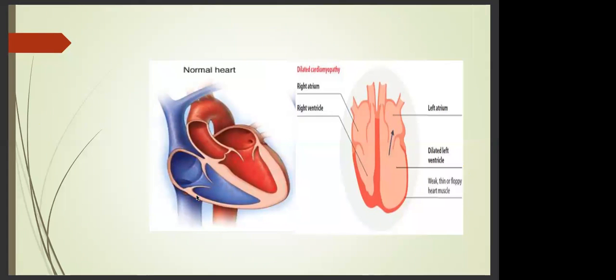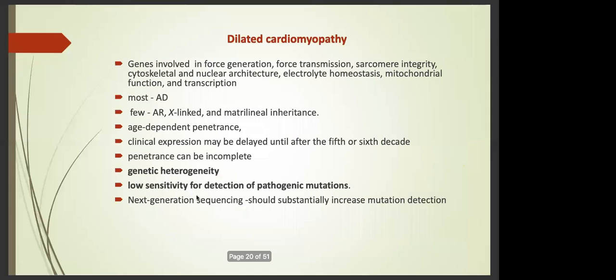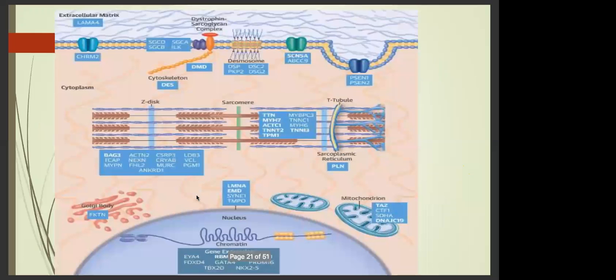cytoskeletal and nuclear architecture, electrolyte homeostasis, or even mitochondrial function and transcription, and these are the ones that get affected. Mostly these are autosomal dominant, though a few are autosomal recessive as well. It can be age dependent, and it is associated with genetic heterogeneity as well. There is also low sensitivity for detection of pathogenic mutations. If we look carefully at the mechanism, we will notice that it's pretty complex, and as I had said, it's all on the cellular level, about which I gave a brief overview earlier.